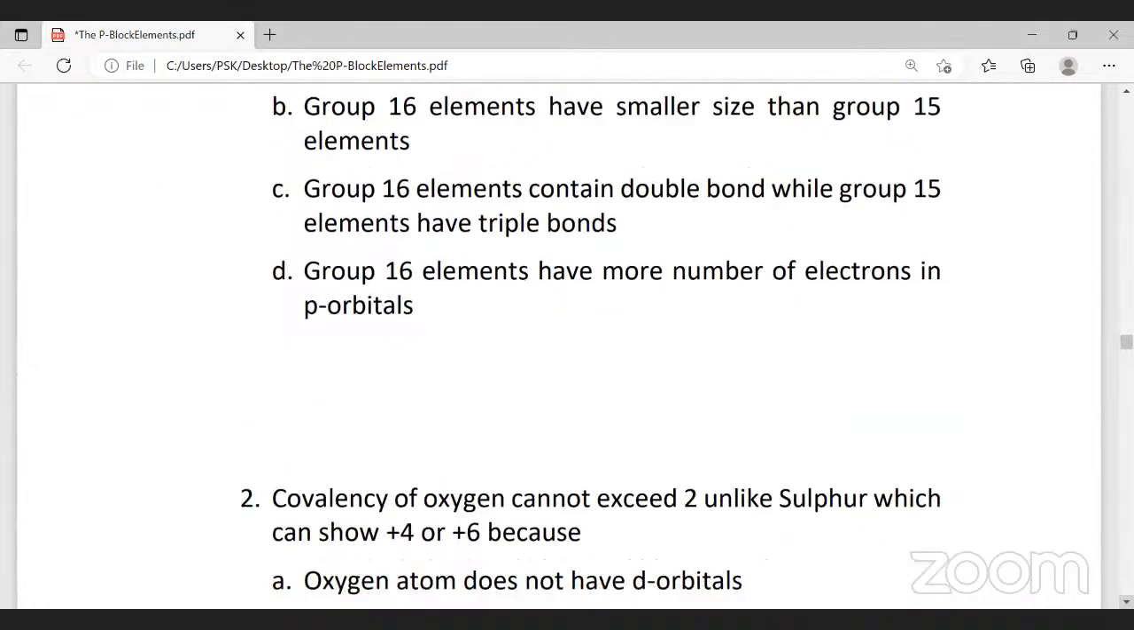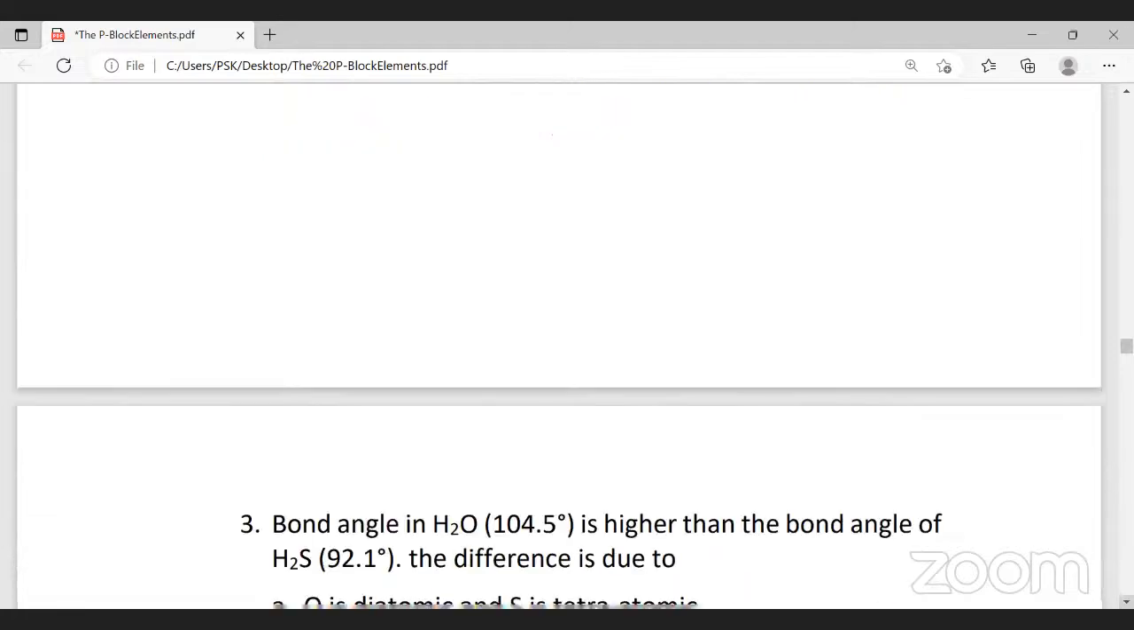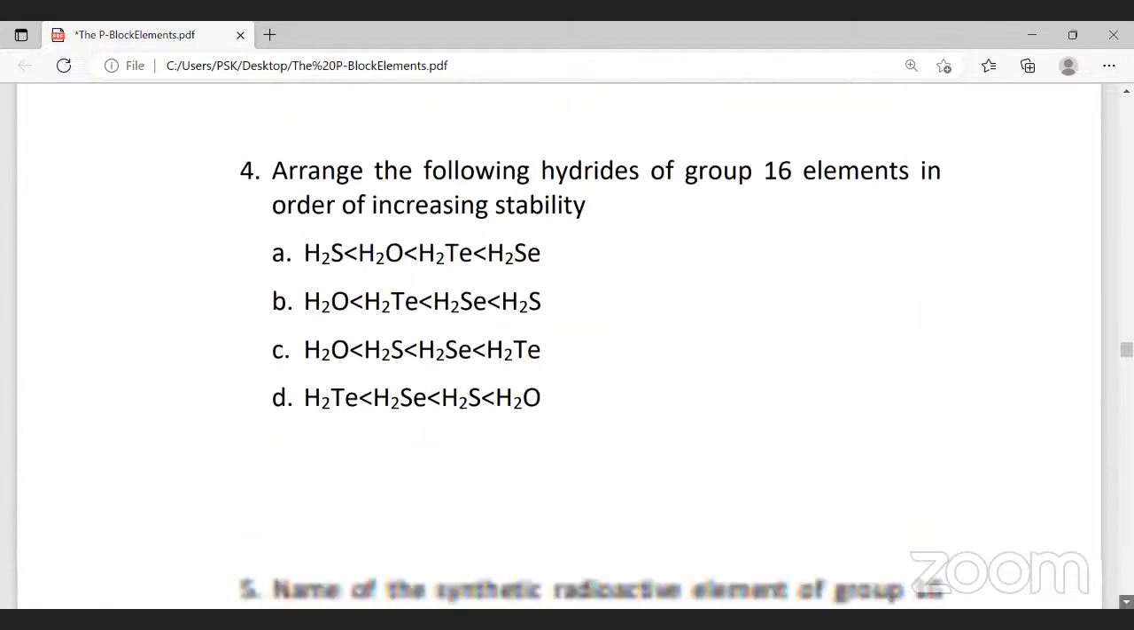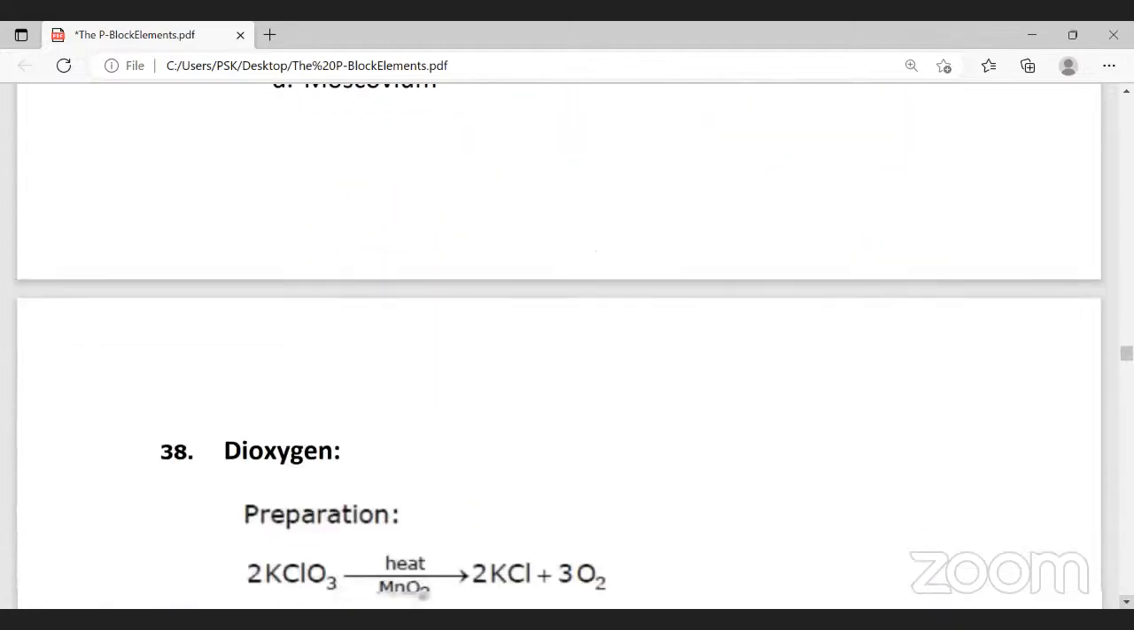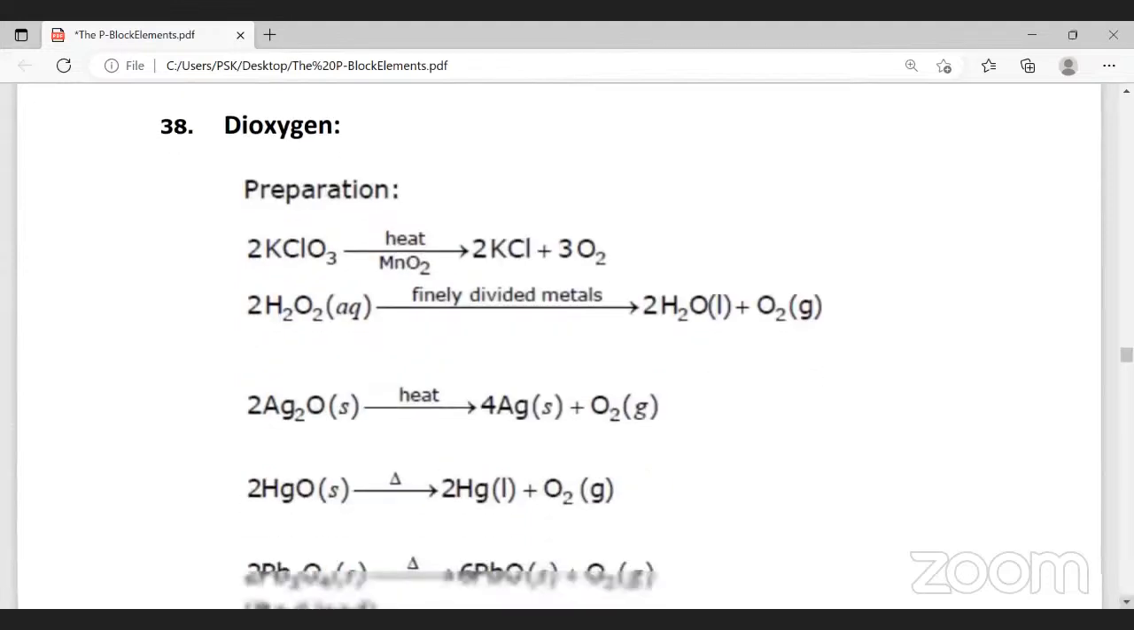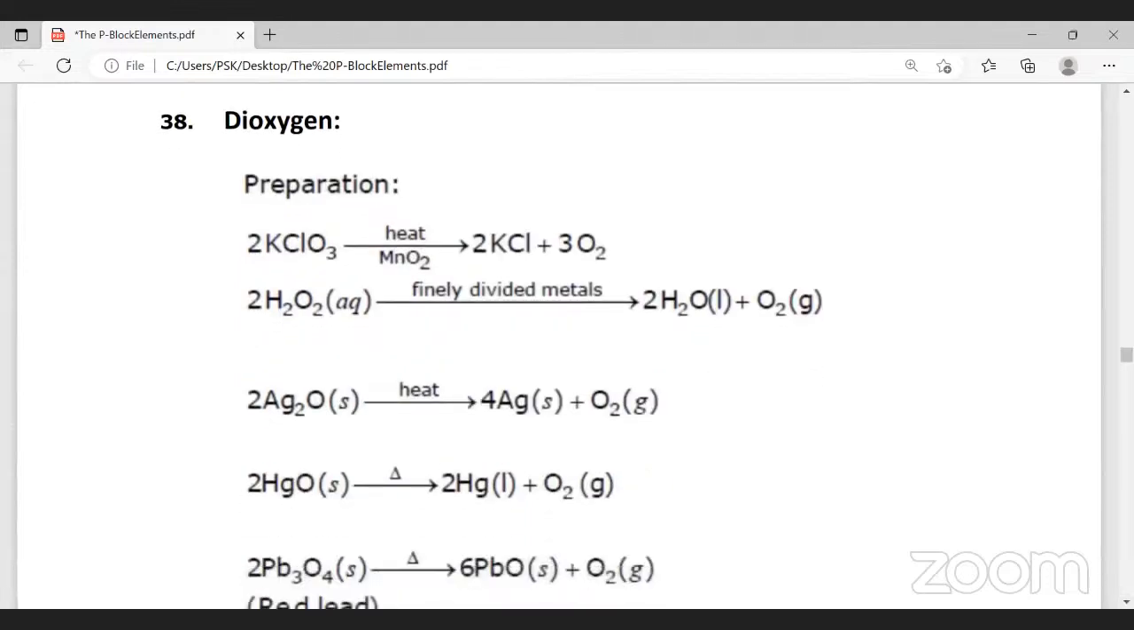Questions will come later. MCQs we will learn later. Now we'll learn dioxygen preparation, ozone preparation, all that. A few of the important questions we'll have to learn. 2-mark questions we have to learn, and one 3-mark question we will be learning later.